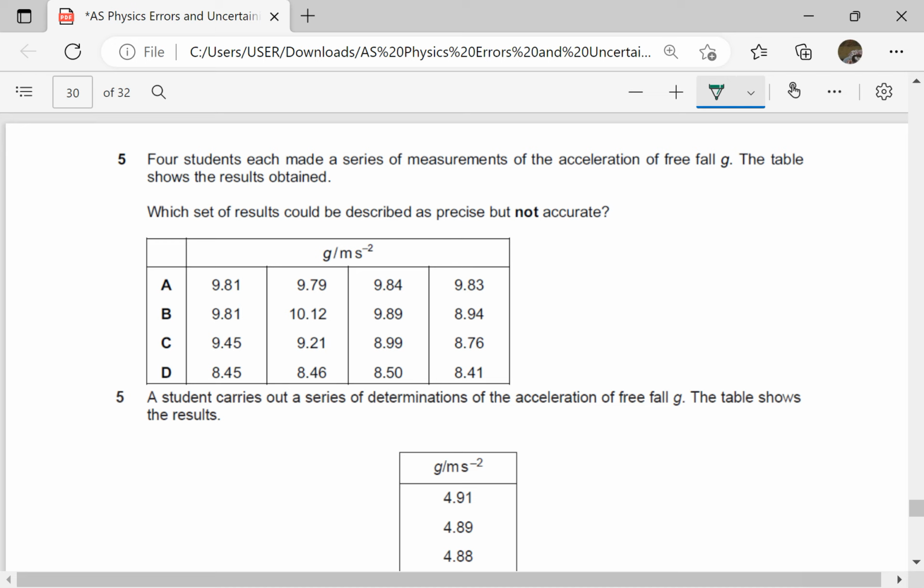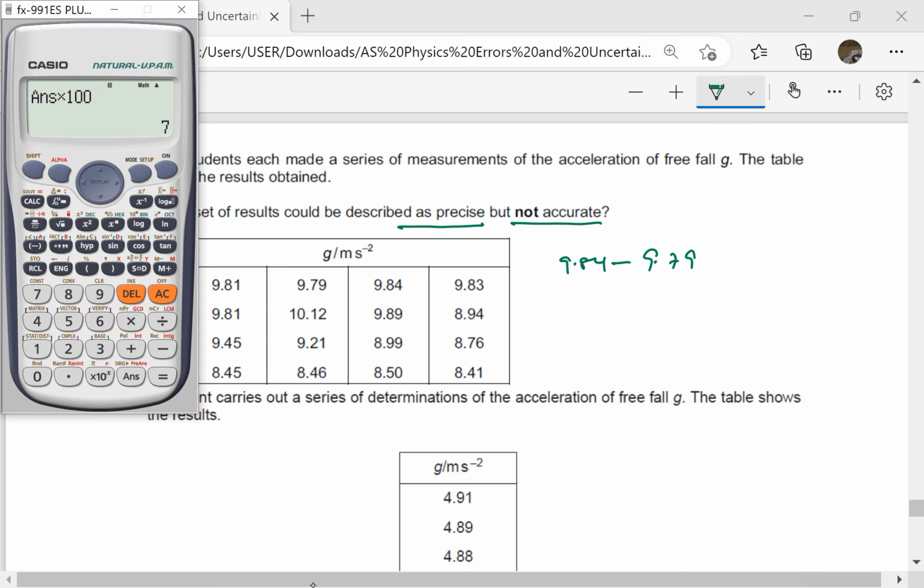4 students each made a series of experiments of the acceleration of free fall g. The table shows the results obtained. Which set of results could be described as precise but not accurate? Precise, the range must be very small. So let's see, the range here is going to be 9.84 minus 9.79. We're checking precision.